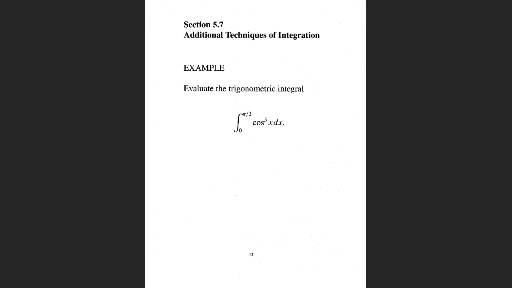Okay, so let's see here. We have the integral from 0 to pi over 2 of the cosine of x to the 5th power dx. Remember, when we write it this way, this is just notation. This notation means the cosine of x raised to the 5th power.